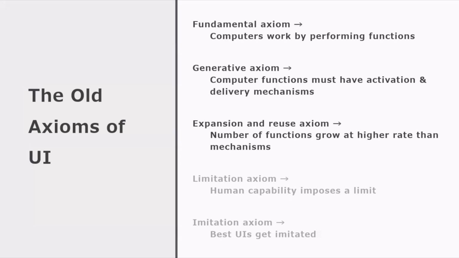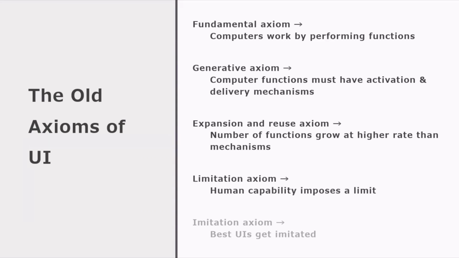The third axiom is the expansion and reuse axiom. The number of functions grows at a higher rate than mechanisms of activation and delivery. What this means is that computers constantly increment the number of functions available. This implies that we need to expand the user interface and maybe reuse elements of the user interface.